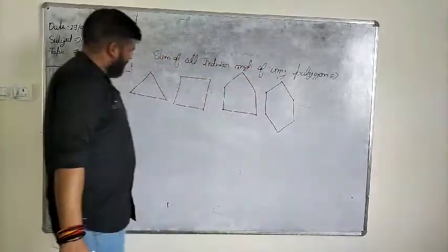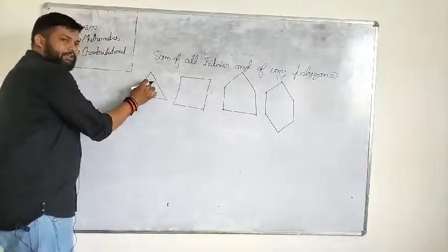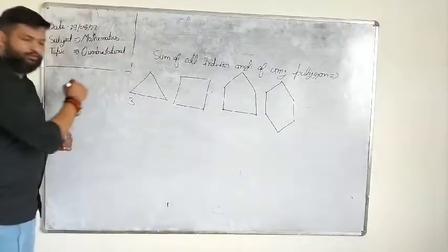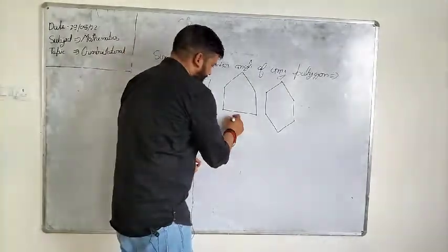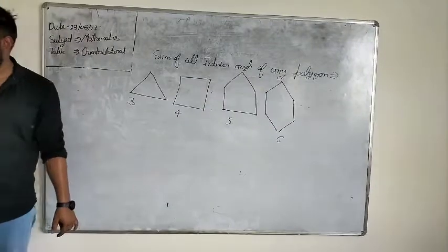Okay, so what we know is the number of sides. What is the number of sides here? 3. What is the number of sides here? 4. What is the number of sides here? 5. And what is the number of sides, sir? 6. Okay, is that clear?